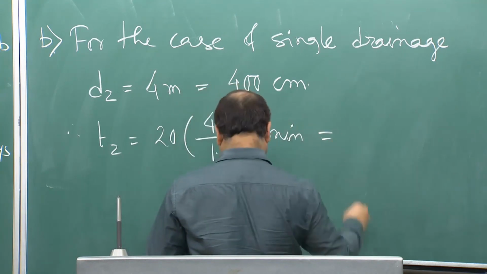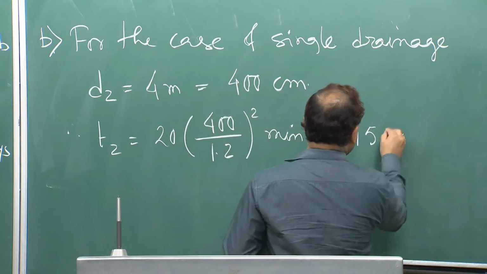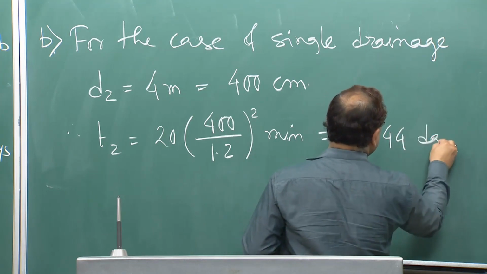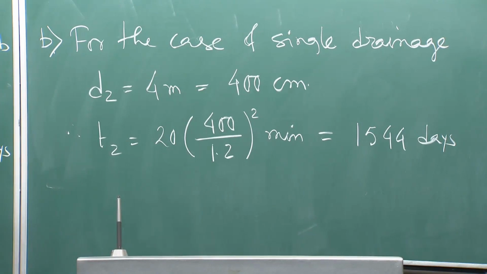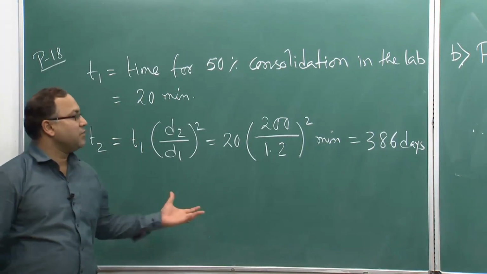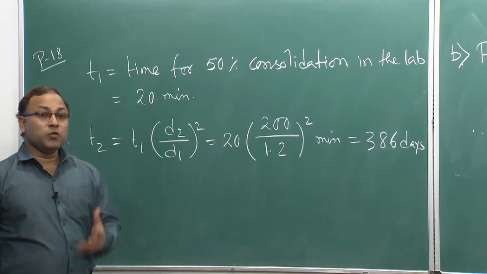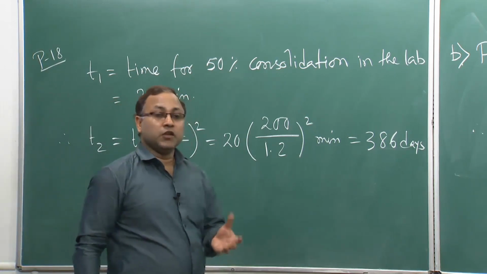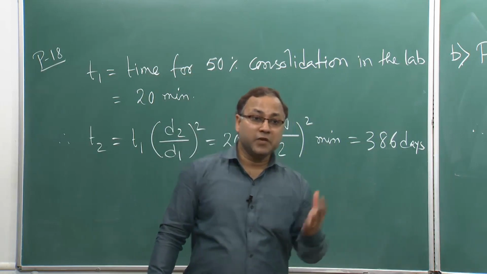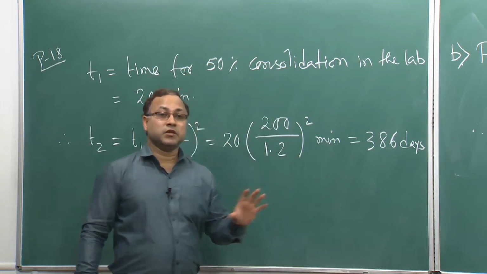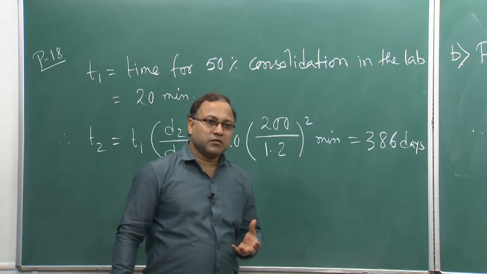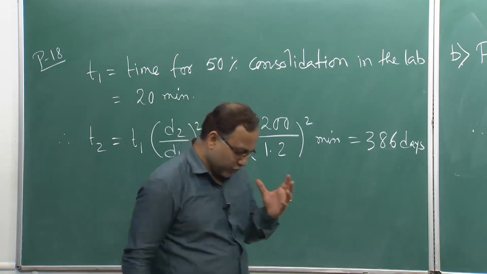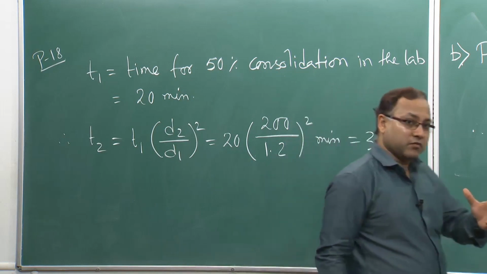minute, it comes as 1544 days. Now, you can think of almost 5 times more time you need to get 50% consolidation in the field with single drainage system. So, that means if you allow more amount of drainage, so that actually tells you something.